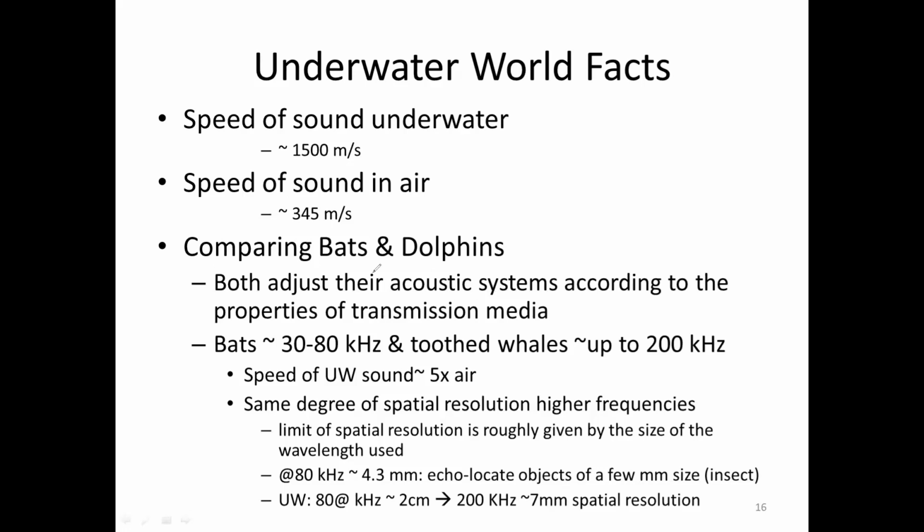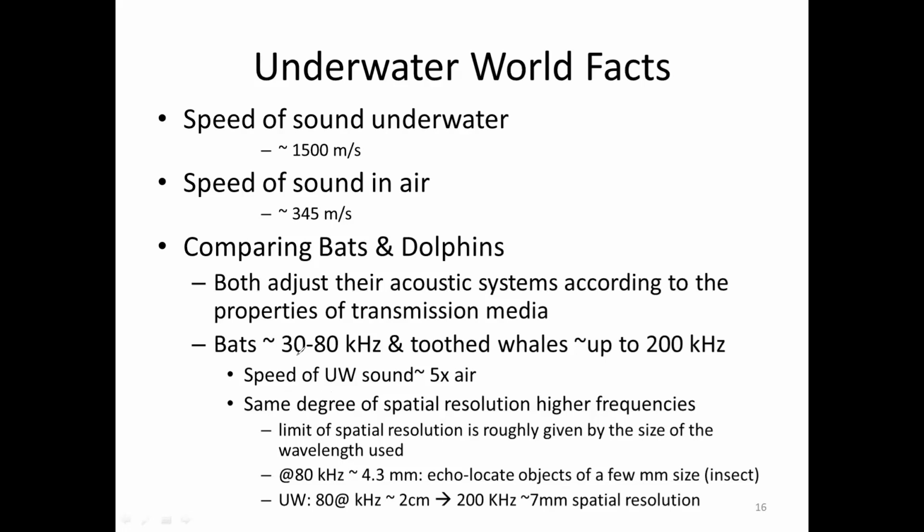Because underwater, it's more dense and the speed of sound is higher. In air, it's a rarer medium, a low speed medium. So bats use around 30 to 80 kilohertz in their sonar system. They produce sounds of 30 to 80,000 hertz, whereas toothed whales produce sounds up to 200 kilohertz, which is around a factor of 3 to 4 times the original sound of the bat.